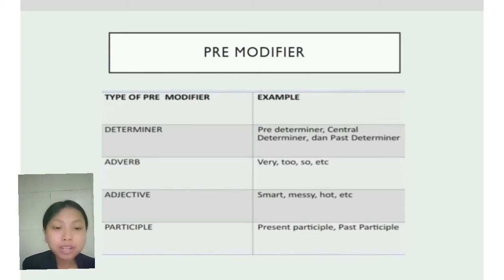The second one is adverb. There are very, too, so, and for the adjective, there are smart, diligent, messy, hot, cold, and many more. And then the last one is participle, which consists of present participle and past participle.